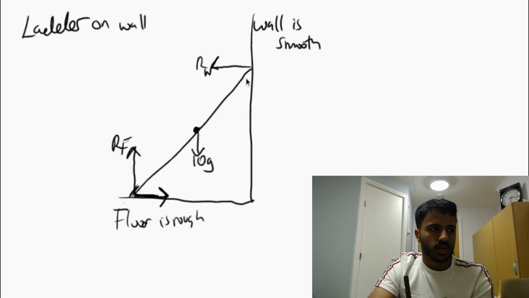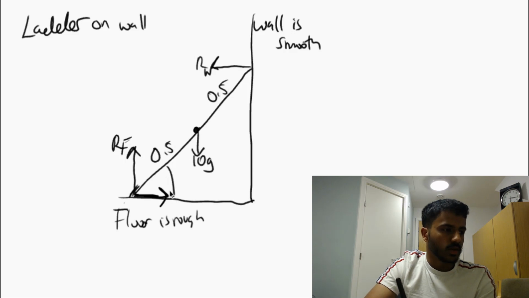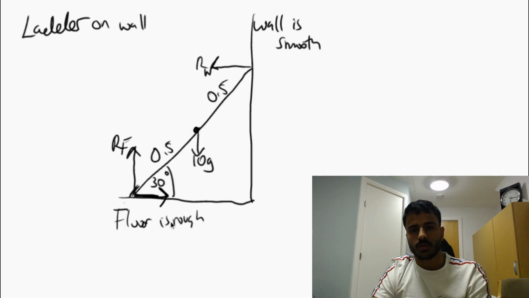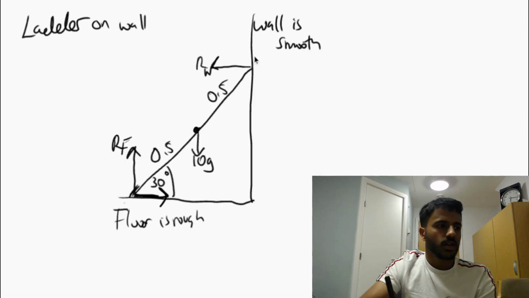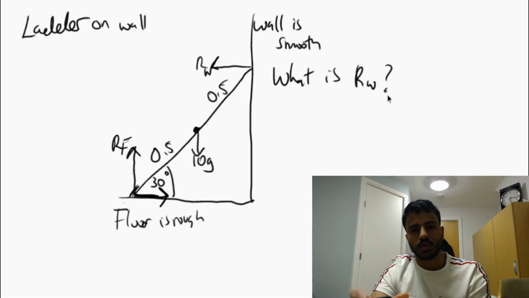And let's say that this was a ladder of 1 meter, so let's say this was 0.5 meters here and 0.5 meters there. And let's say it was at an angle of 30 degrees to the horizontal. And the question asks, what is RW? Or in other words, what is the reaction force from the wall?